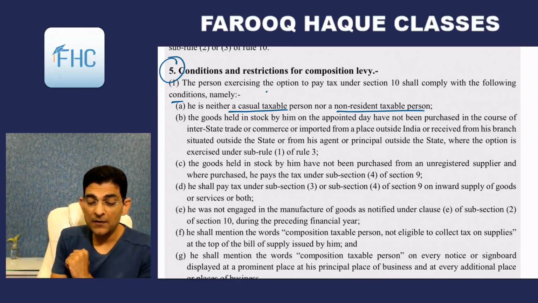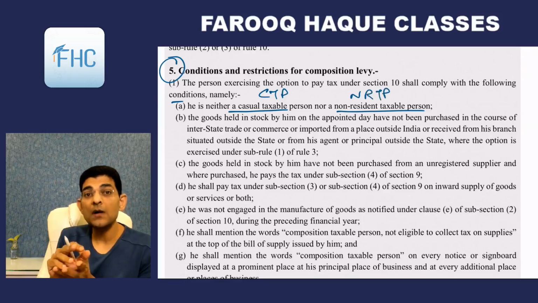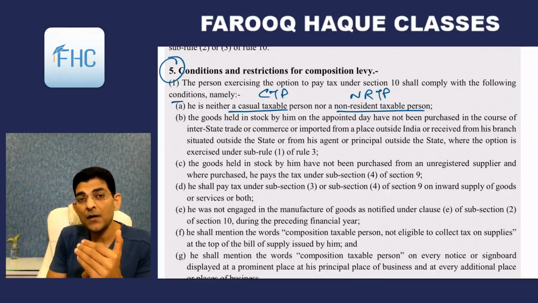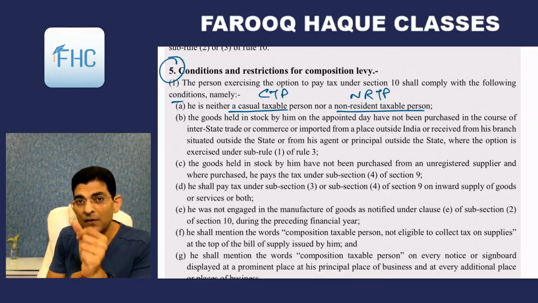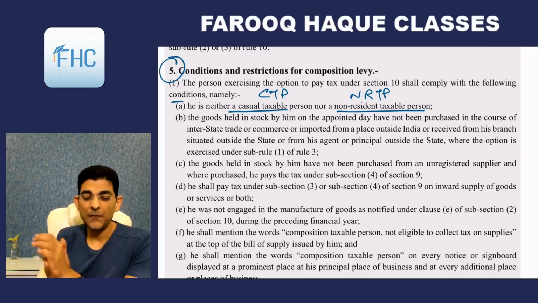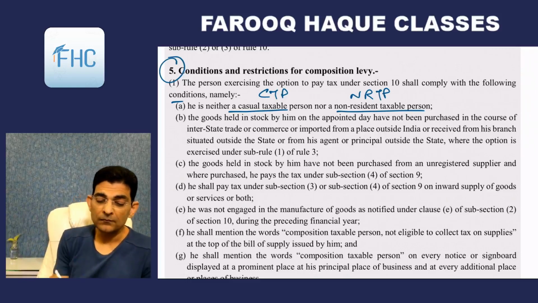If you are a CTP or NRTP, non-resident taxable person, a non-resident who comes down to India for selling goods for some time and then he leaves, so he doesn't have a permanent registration. These are temporary registrations that you get for selling goods within that short time. So these people cannot opt for composition schemes.